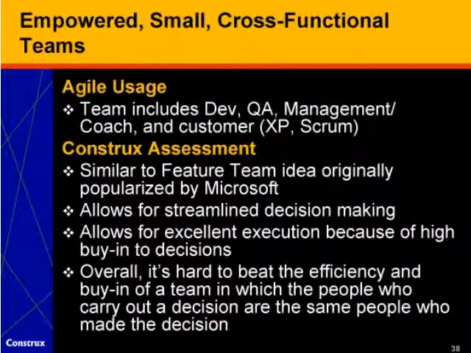We also have found that empowered small cross-functional teams are a valuable practice that is often found within Agile projects. The idea behind this is that the team includes development, QA, management, maybe a coach, maybe a customer. The overriding factor here is that the team includes everyone who needs to be included to make decisions, to give input to decisions, and then to actually make those decisions binding and carry out the decisions.